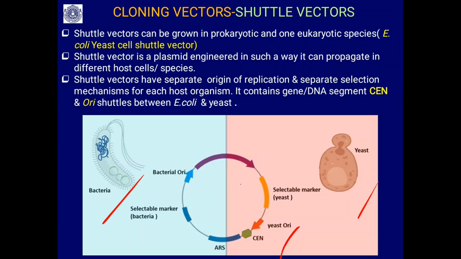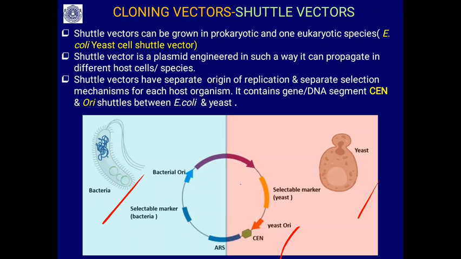Yeast is a eukaryotic cell, you know that. Shuttle vectors have a separate origin of replication and a separate selection mechanism, because the selection mechanism in bacteria is different, such as an antibiotic resistance gene. Yeast cannot be selected using this gene, so it needs its own selectable marker. These are all the features of the shuttle vector. It should have different origins of replication specific to each host cell, and different selectable markers for different host cells.